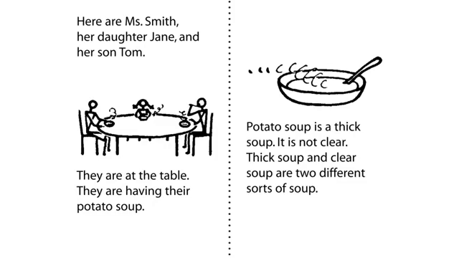Here are Ms. Smith, her daughter Jane, and her son Tom. They are at the table. They are having their potato soup. Potato soup is a thick soup. It is not clear. Thick soup and clear soup are 2 different sorts of soup.